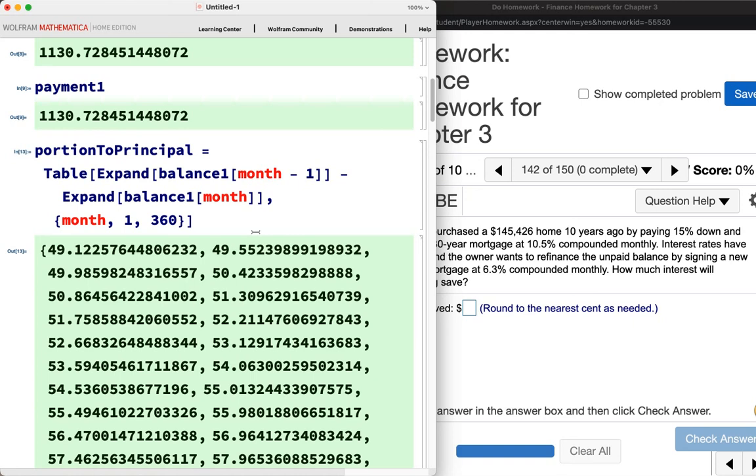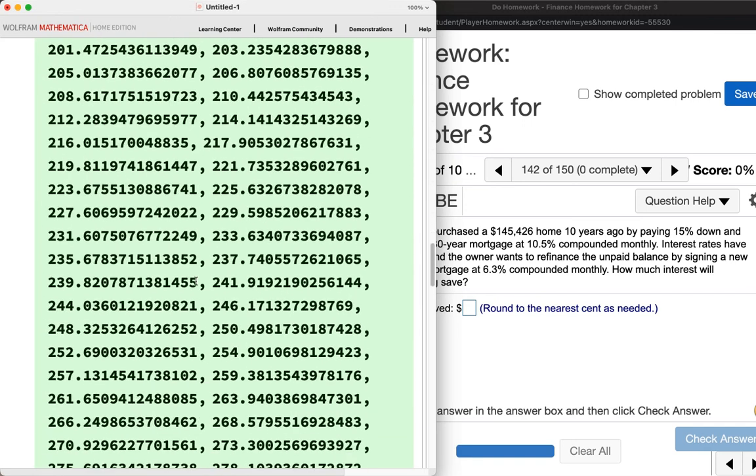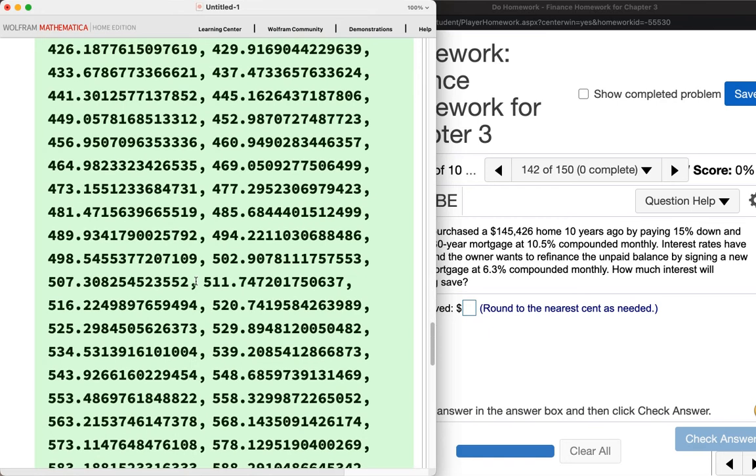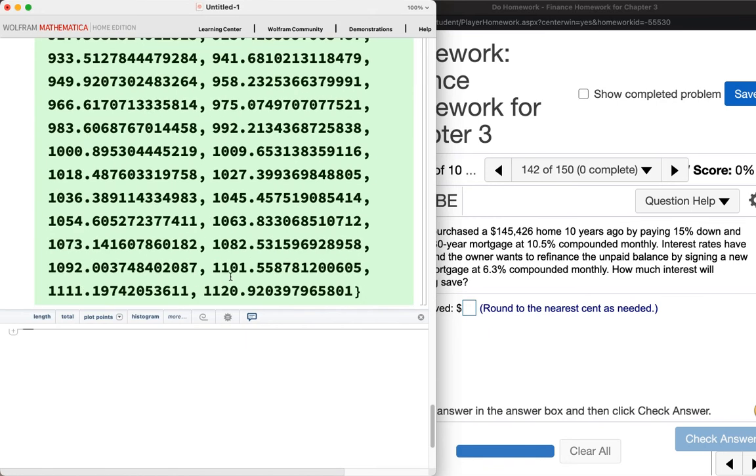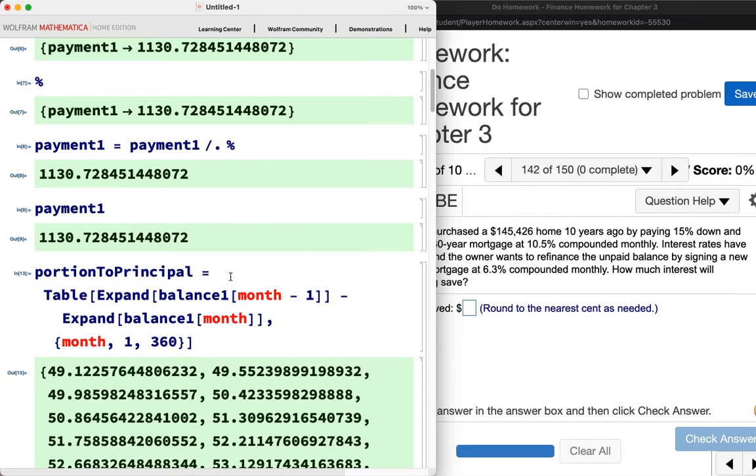So for the first month, I make a payment of $1,130.73 approximately. Only about $49 actually goes to principal. The rest of it goes to paying interest. So the interest is initially very large. And you can see here that the principal actually becomes greater and greater as time goes by. The principal becomes bigger and bigger, which means the interest is going to become correspondingly less.